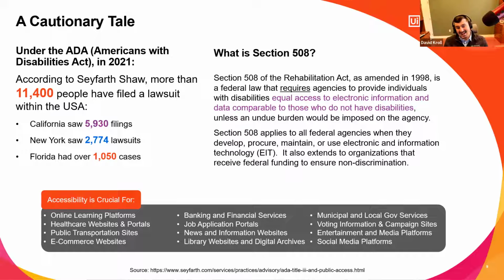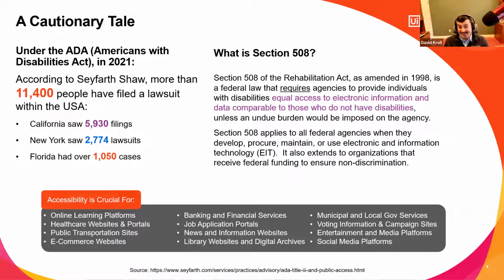Under the ADA, more than 11,000 people have filed discrimination lawsuits against organizations that don't follow accessibility compliance guidelines and legislation. This is more formally known as Section 508. It's a federal law that requires agencies to provide individuals with disabilities equal access to electronic information and data comparable to those who do not have disabilities.